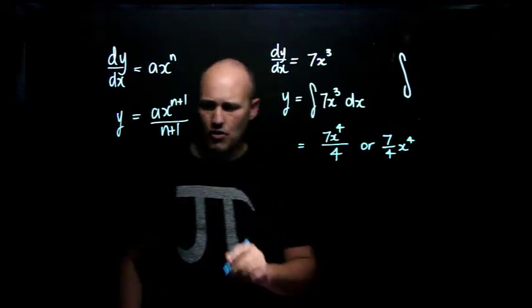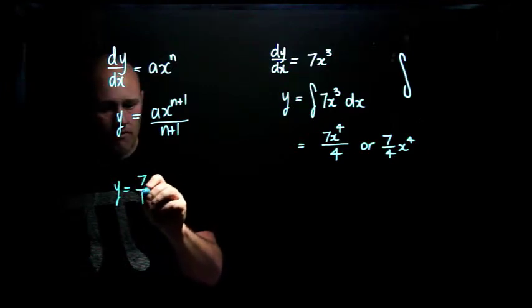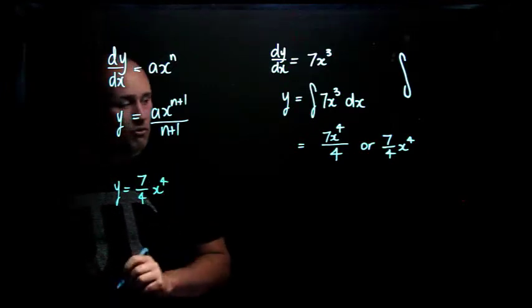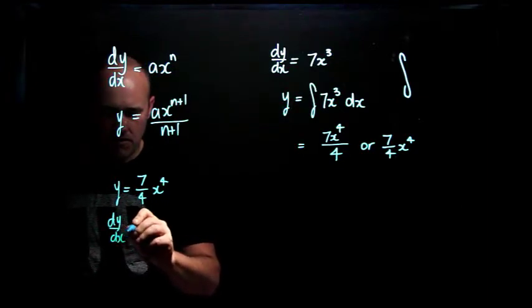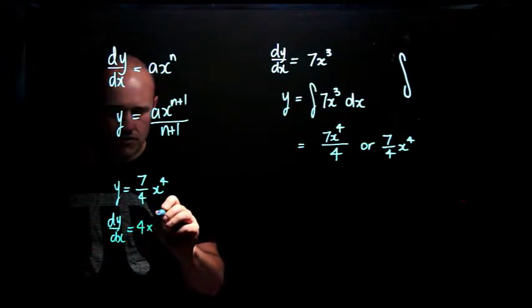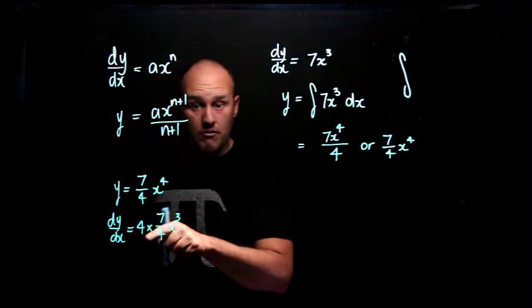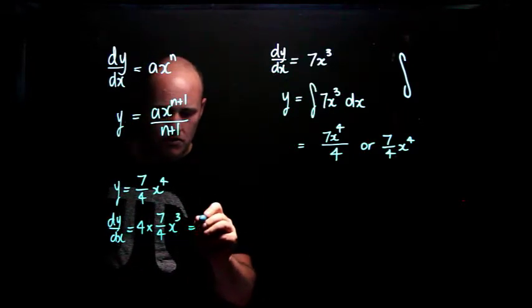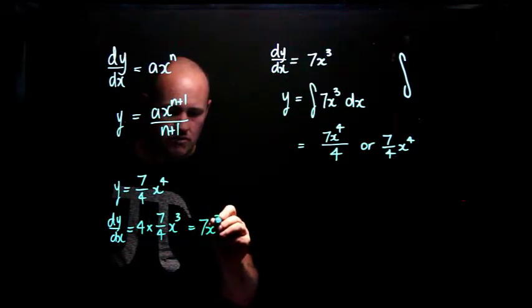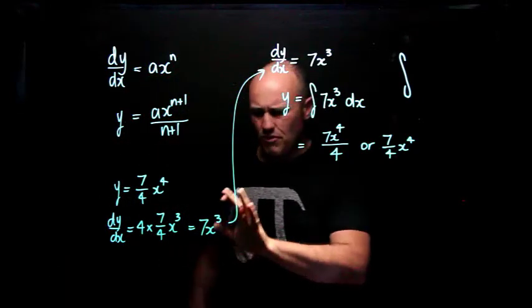Let's imagine we did the reverse on that. Let's imagine we have y equals 7 over 4 x to the power of 4, and we wanted dy dx. Dy dx would obviously be 4 times 7 over 4 x to the power of 3. Bring the power at the front, decrease the power by 1, and that of course is equal to 7x cubed, which is what we started with. So that's good. So we've got that, we're happy with that.